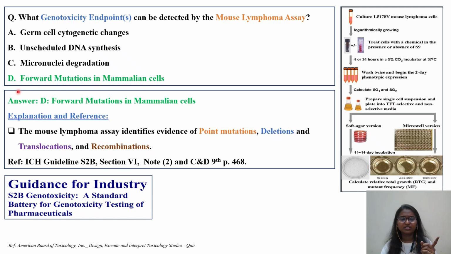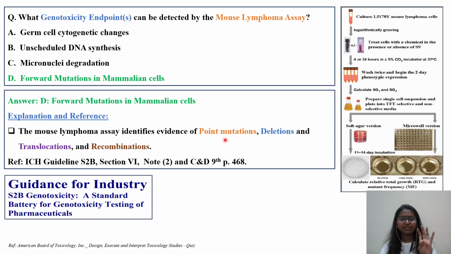The right answer is in the green text, that is option D, forward mutation in mammalian cells. So please look into the explanation and the reference given by the American Board of Toxicology. The mouse lymphoma assay identifies evidence of, so we have four things. It is identifying point mutations, deletions, translocations, and recombinations. These are the four types of things that can be identified by this mouse lymphoma assay. What are those? Point mutations, deletions, translocations, and recombinations.